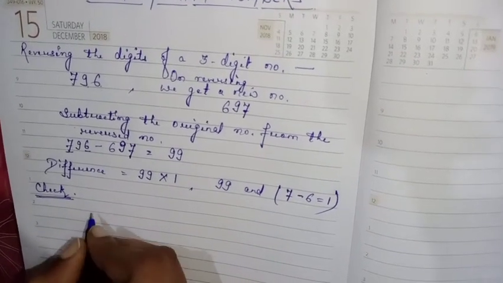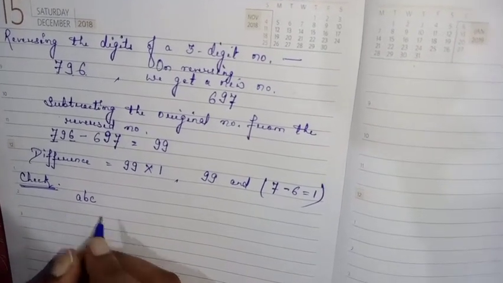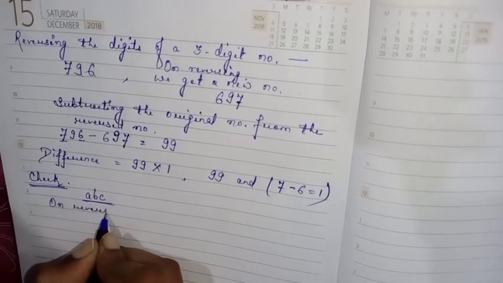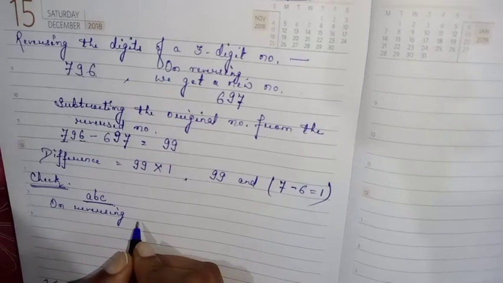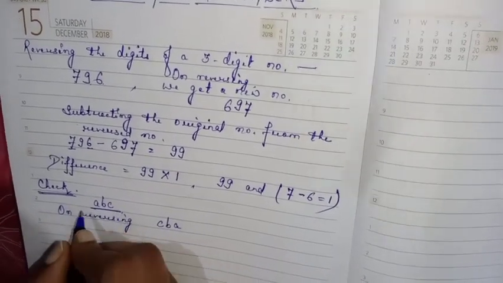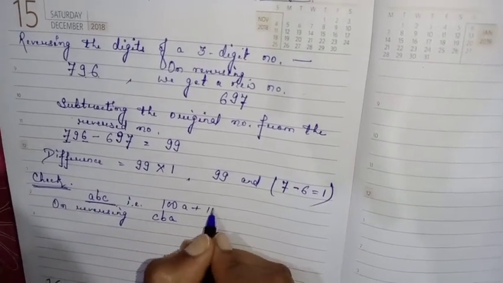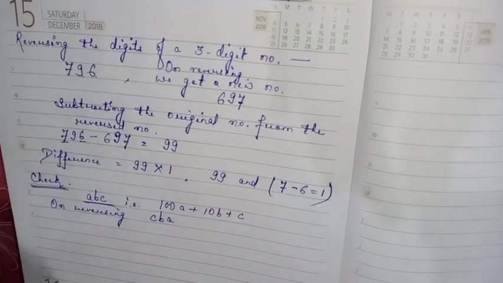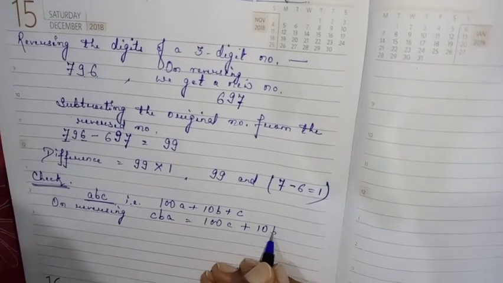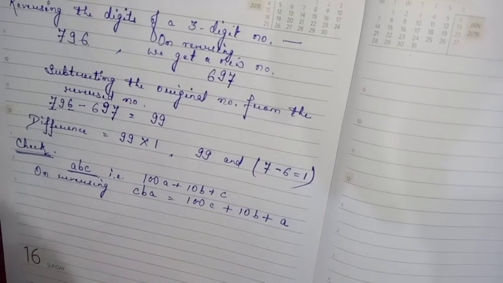Consider a number, that is ABC. On reversing this number, you will get a new number, that is CBA. ABC is 100A plus 10B plus C, right? And this one is equal to 100C plus 10B plus A. So now we have to subtract this one.